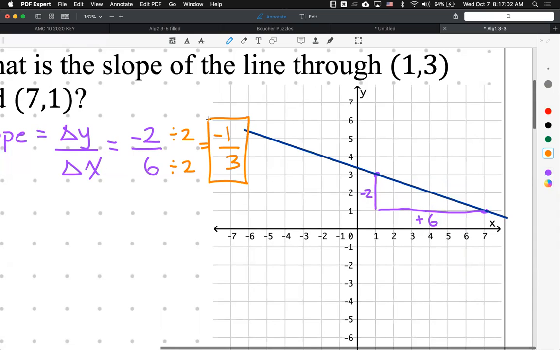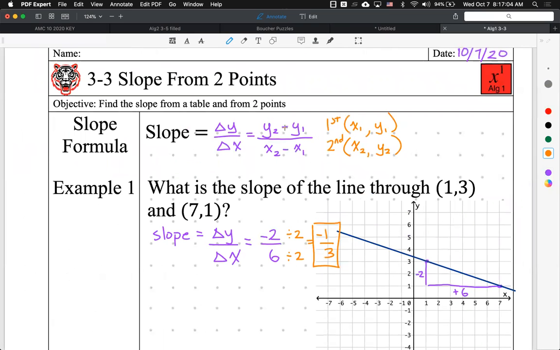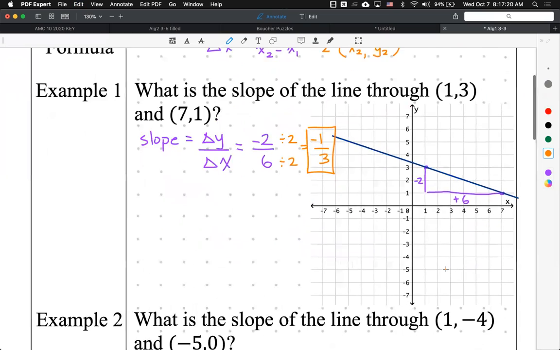So why would I ever want to use this formula up here, y2 minus y1 over x2 minus x1? If your numbers are ever confusing, or if you can't draw it out, you're about to see Khan Academy problems where I do not give you a graph. You can always make your own graph, but since I'm not giving it to you, it's going to take a while to make. So let's show you how to do that without a graph.